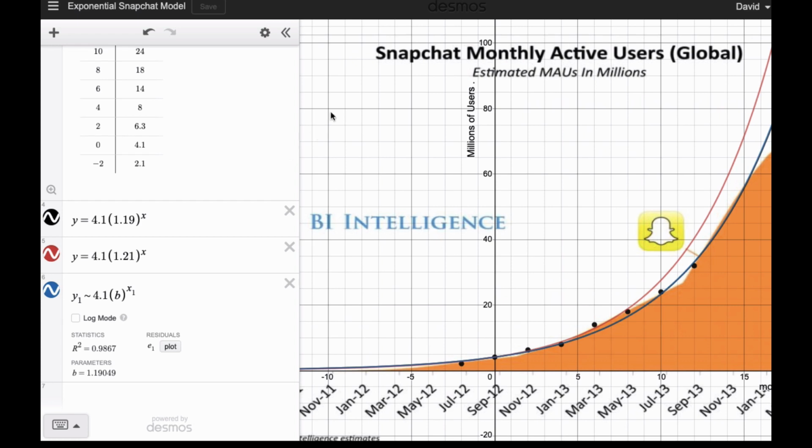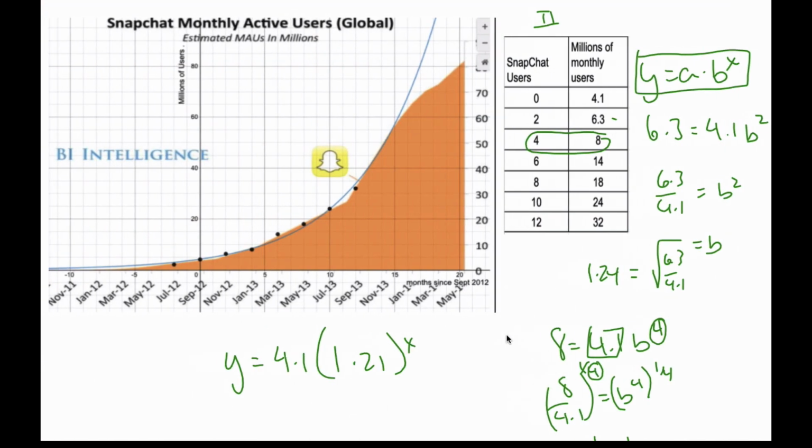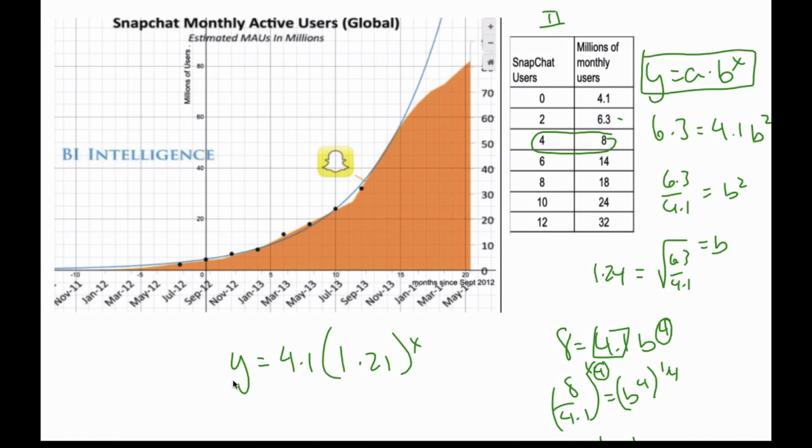Okay, so we're looking at the Snapchat monthly active users globally from basically its inception, September 2012, when it really started to grow. And so let's talk about what we came up with. We came up with this second model with 4.1 as the starting value in September 2012, and that's million users. And this is 1.21, how it grew from time to time.